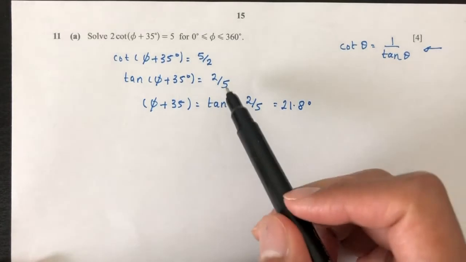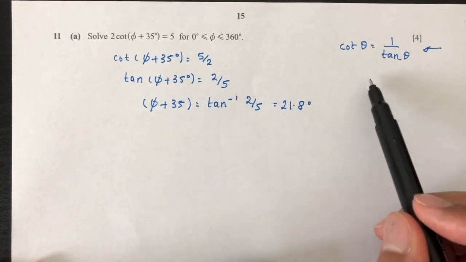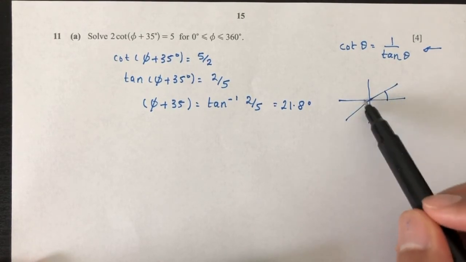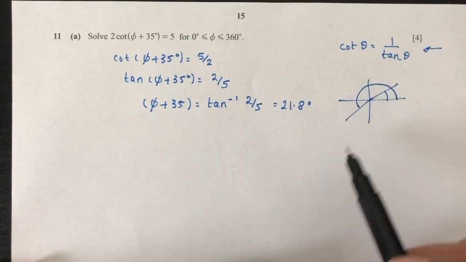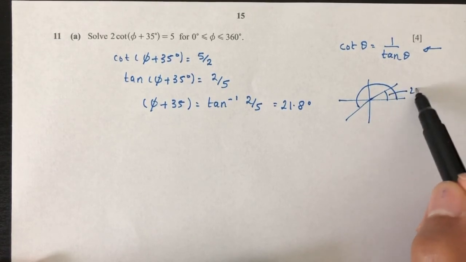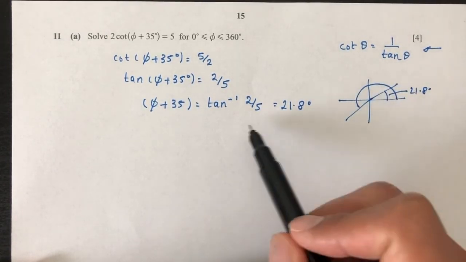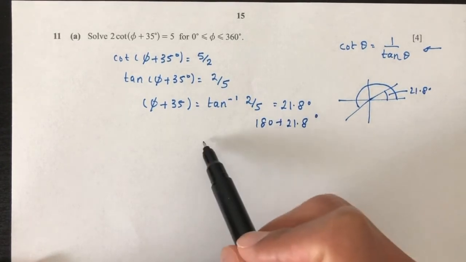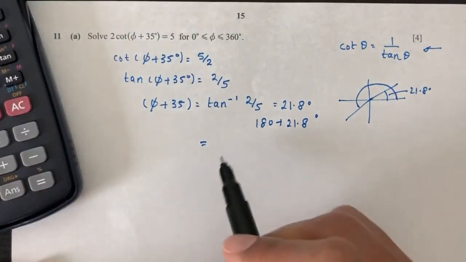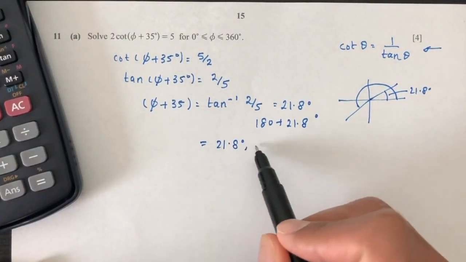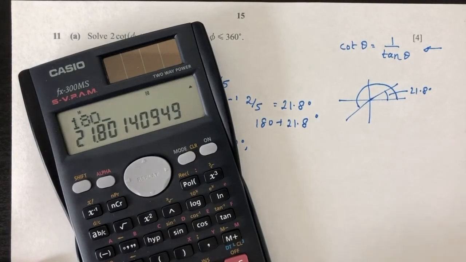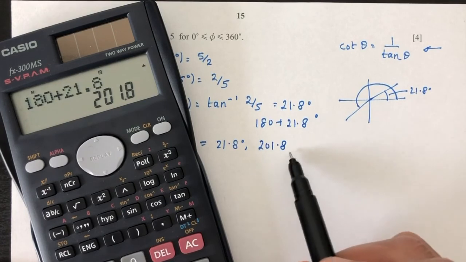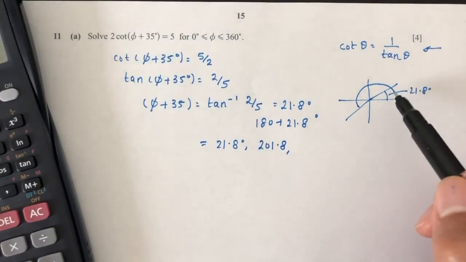So now we see that the value of tan is positive. It means that tan will be in this quadrant and in this one. So this angle and this angle here. So this is 21.8, and this big one will be 180 plus 21.8. So let's write this down. First one is 21.8, and what is 180 plus 21.8? That will be 201.8.